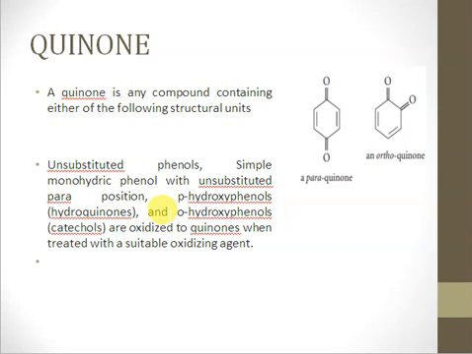When such phenols are treated with a suitable oxidizing agent, they are converted into these systems which are known as quinones. Quinone actually exists in two forms. Either they are para-quinones, so this is a para-quinone, or they exist in the form of ortho-quinones, right? We will study them shortly.